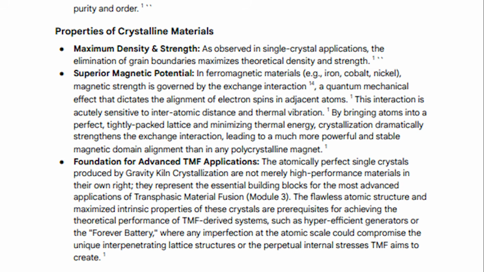Properties of crystalline materials: maximum density and strength. As observed in single crystal applications, the elimination of grain boundaries maximizes theoretical density and strength. Superior magnetic potential. In ferromagnetic metals, e.g., iron, cobalt, nickel, magnetic strength is governed by the exchange interaction, a quantum mechanical effect that dictates the alignment of electron spins in adjacent atoms.